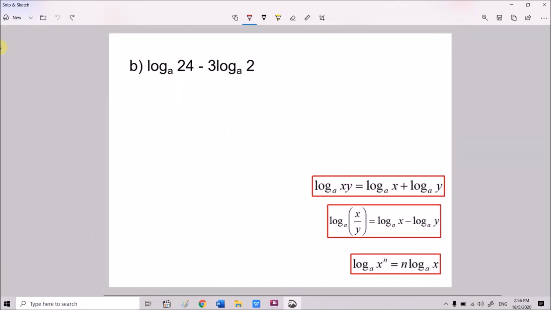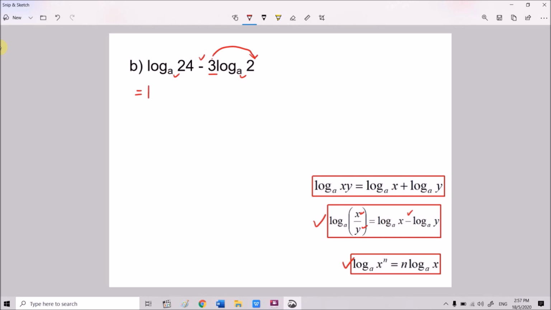And B. Now we are performing the subtraction of logarithms with the same base a. So we can use the division law because of the minus here. We can combine them by taking x divided by y. However, you see that there's a 3 here, so we need to settle the 3 first by using the power law. According to the power law, the 3 here becomes the power of 2.